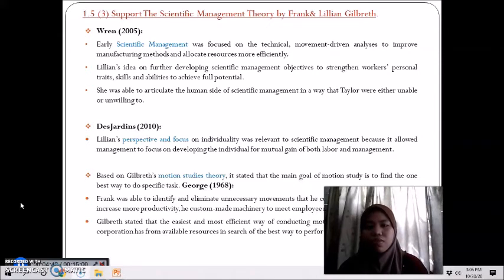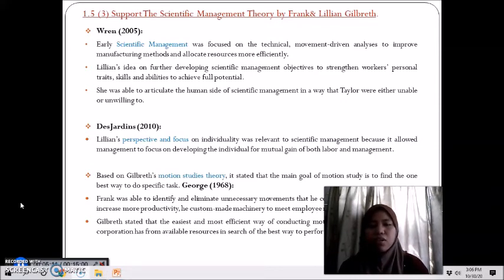Next, according to Desjardins, Lillian's perspective and focus on individuality was relevant to scientific management because it allowed management to focus on developing the individual for the mutual gain of both labor and management. Based on Gilbreth's motion studies theory, the main goal of motion study is to find the one best way to do specific tasks.